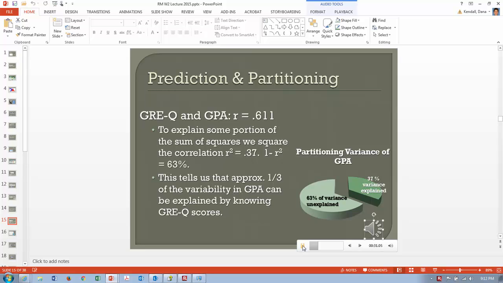And so if you look at the pie chart here, the whole pie represents all of the variability in GPA. And now we're going to parse that by what is explained by our predictor, or set of predictors, but in this case we just have one. So we have 37% explained by that one, and then we have 63% that is left unexplained so far.